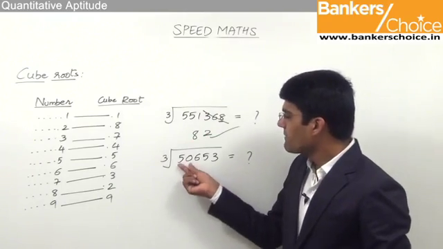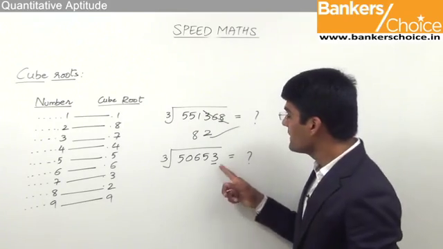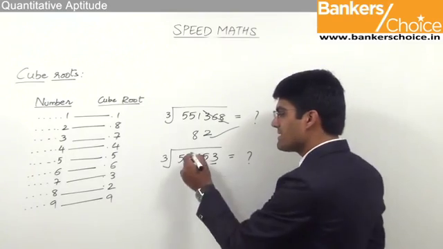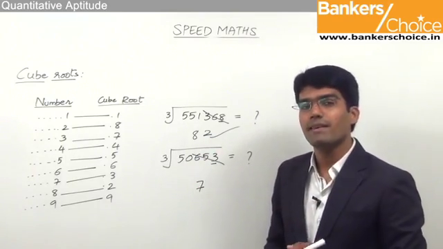Let's take one more example, 50653. Here the number is ending in 3. When a number ends with 3, its cube root should end with 7. So that's the first step. Now leave the last three digits. What is less than 50 and a perfect cube? That is 27. 27 is 3 cube.